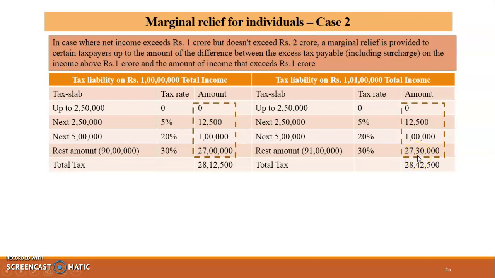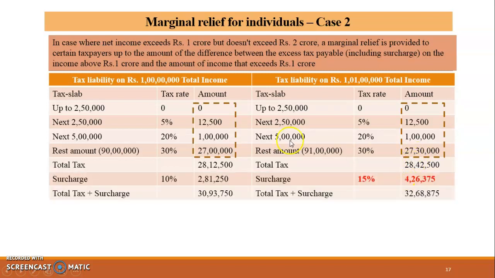Now you will add them up. So this is the total tax before surcharge. Now you have to add the surcharge. So this is 1 crore, so the surcharge applicability is 10%. Now it is exceeding just by 1 lakh, so it is now 15%. So this is the new surcharge amount that he has to pay. And this is the total tax plus surcharge, this plus this.